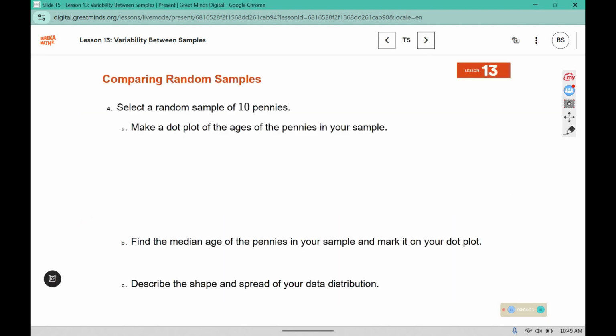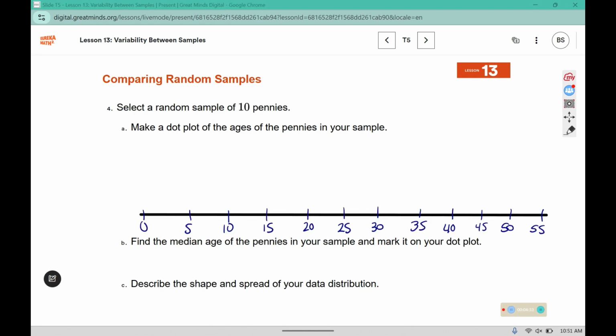Number 4, select a random sample of 10 pennies. So now we're actually going to do this and make a dot plot of the ages of the pennies in your sample. The first penny that I pulled was made in the year 2000. So that is 25 years old. The next one is made in 2006. So 2025 minus 2006 would make it 19 years old.